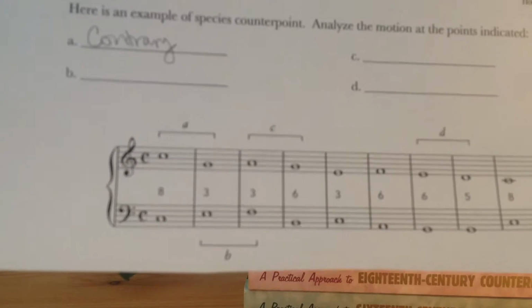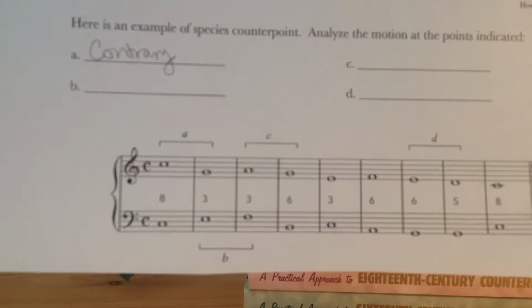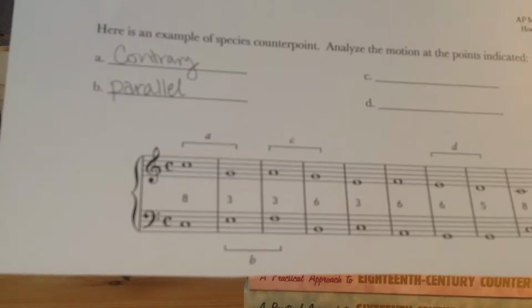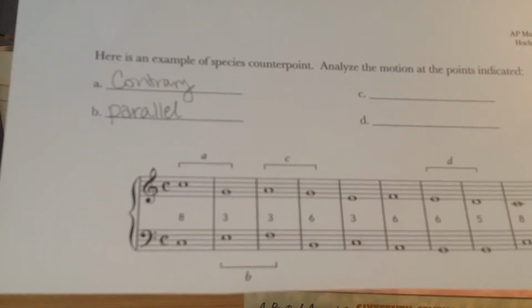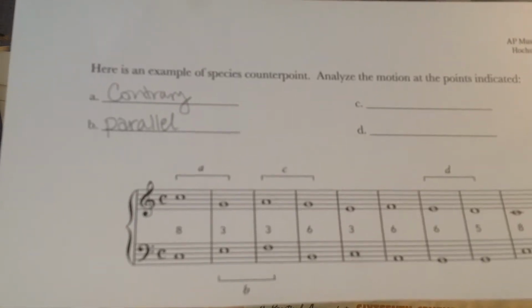At example B, you can notice that the intervals analyzed are both thirds and both voices are moving up by a step. This is parallel motion. In example C, we move from a third into a sixth, but both voices are moving down. So this is what we refer to as similar motion.